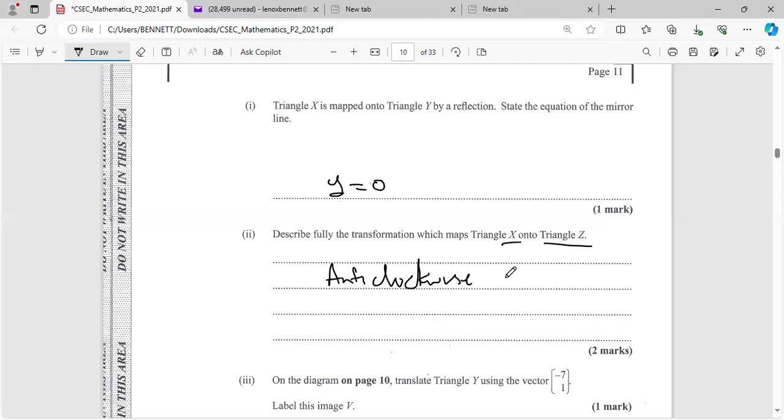Once the shape doesn't change, you know that it can be a translation or a reflection. For a reflection, you know that it has to be facing it.